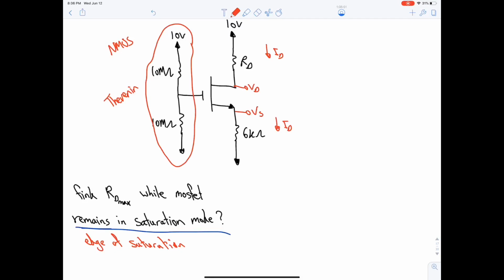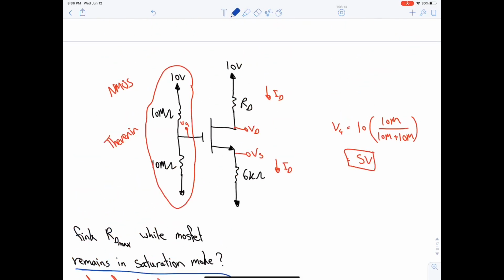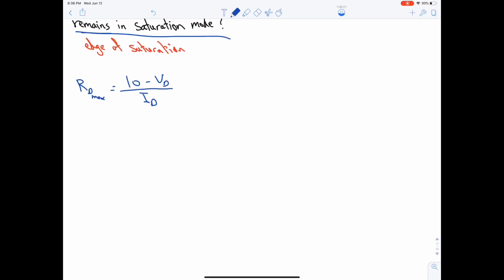Let's find VG first. This is VG. VG is equal to 10 multiplied by 10 mega over 10 mega plus 10 mega. This will give us 5 volt. Okay, we're done with VG. We need to find RD maximum, correct? RD maximum is equal to 10 minus VD over ID, because RD is the subject of the formula.